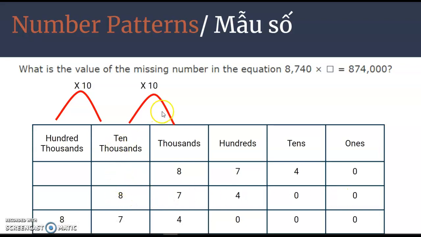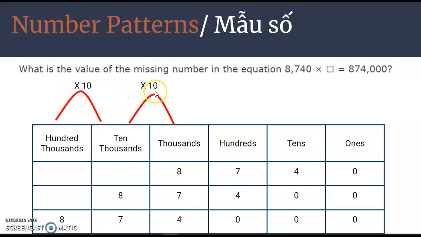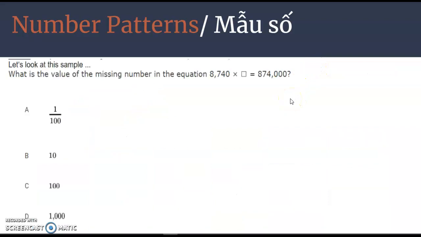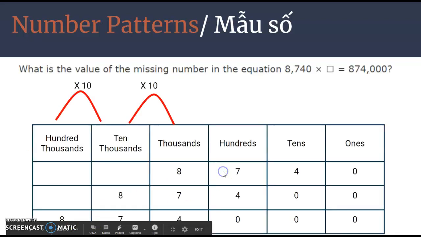Still not there yet. So I'm going to multiply it one more time by another 10. And here I have 874,000. And there is my answer up here. I know I had to multiply 10 times 10, or 10 to the second power. So my answer has to be 100, or 10 to the second power. Let's see what answer choices we have. A, B, C, D. Oh, I see our answer choice. It's C. Very good, ladies and gentlemen.